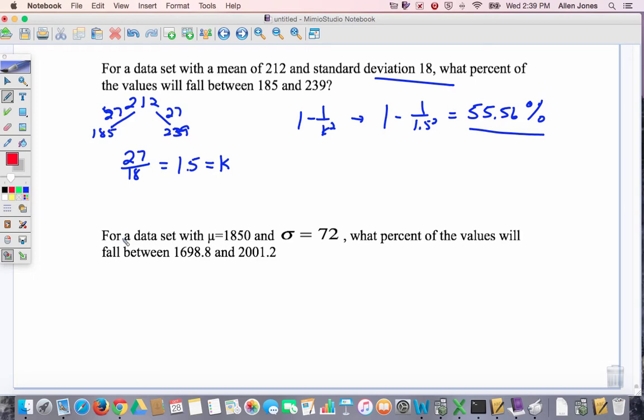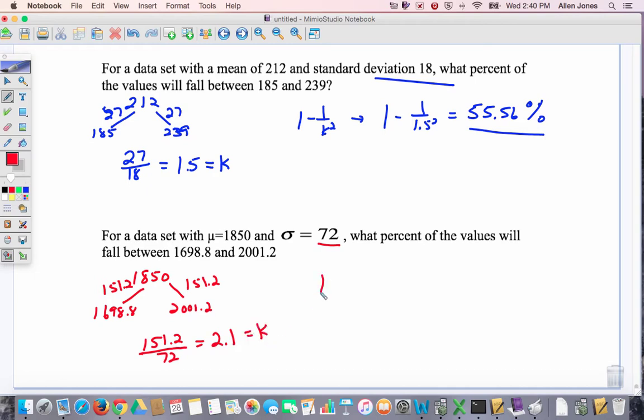We'll see that a second time for a data set with a mean of 1850 and a standard deviation of 72. What percent of the values will fall between 1698.8 and 2001.2? I'm going to set up the same little tree diagram. The distance from 1698.8 to the mean is 151.2, and from the mean to 2001.2 is also 151.2. We convert that distance to a number of standard deviations by dividing 151.2 by my standard deviation of 72. That tells me it is 2.1 standard deviations away.